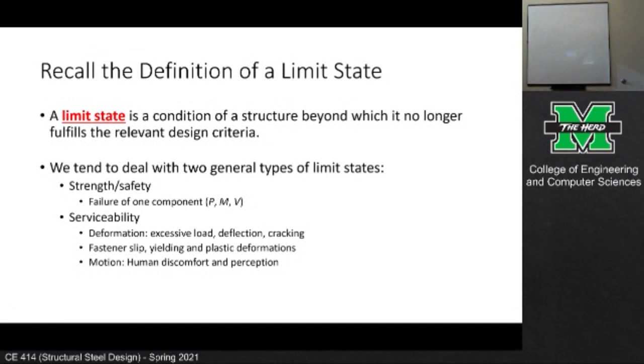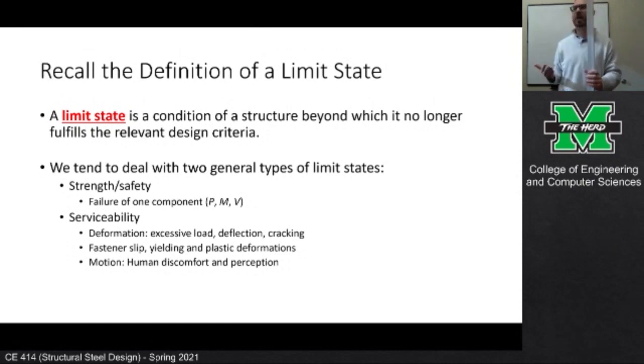So we had used the example last time of a column undergoing buckling. So here's the column, and I press the column in compression, and then bam, it buckles. And so I can define the capacity of that column based on this phenomenon. And so that could be a limit state. The limit state could be flexural buckling of the column.